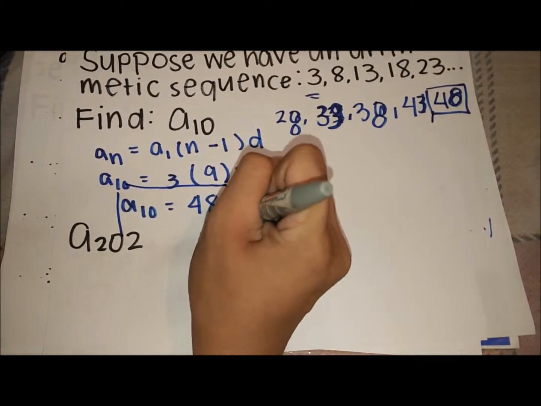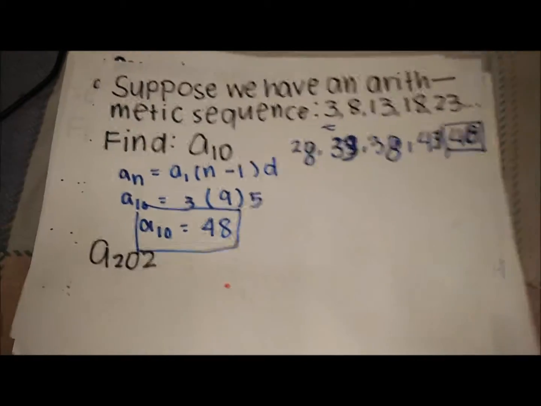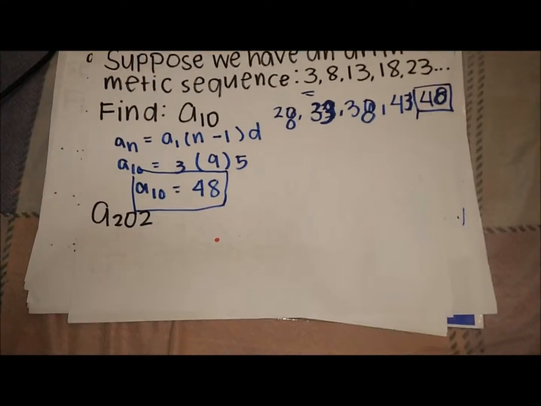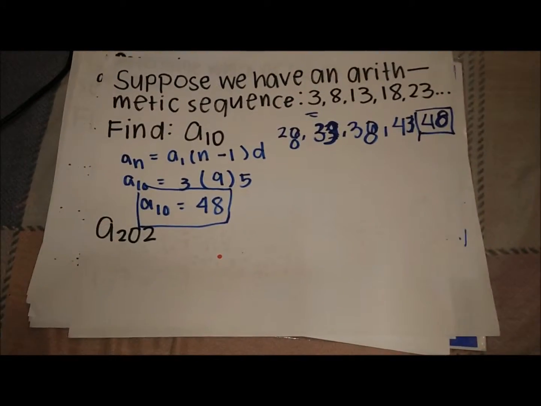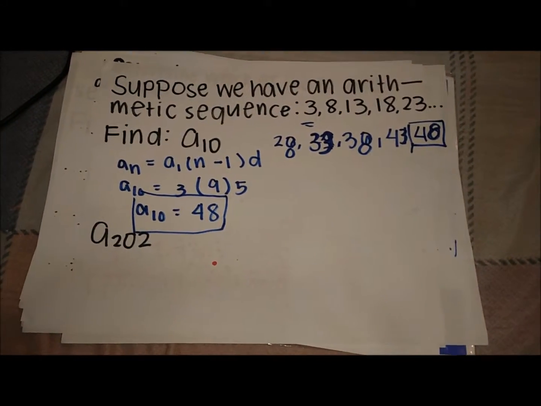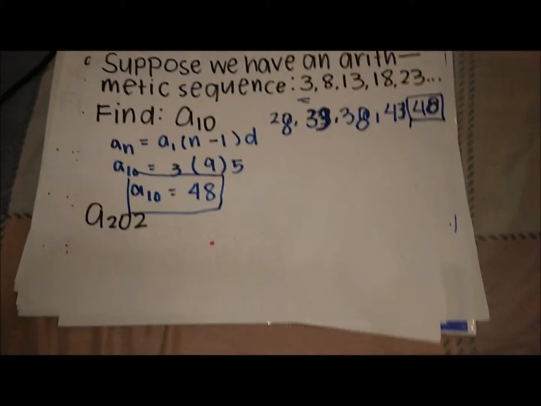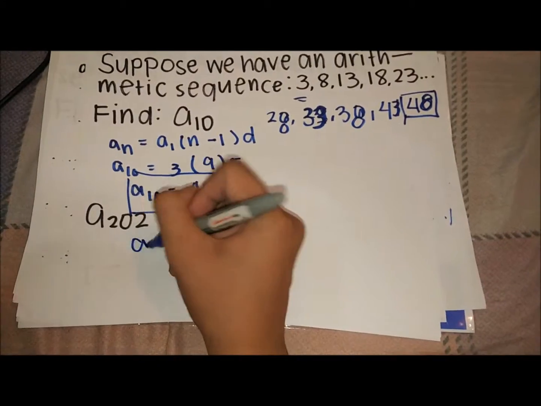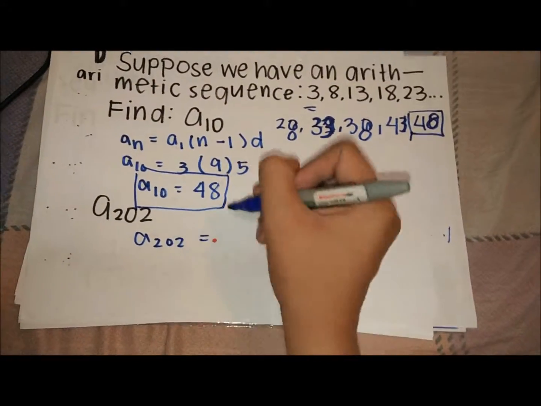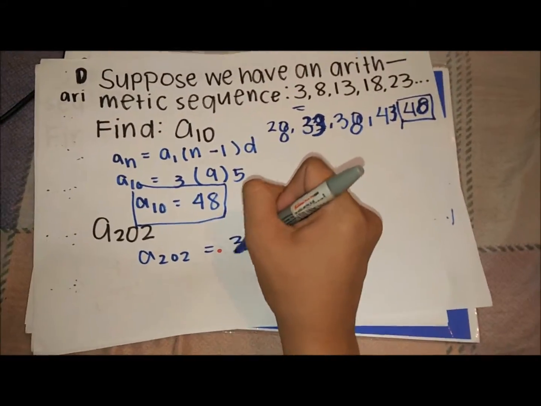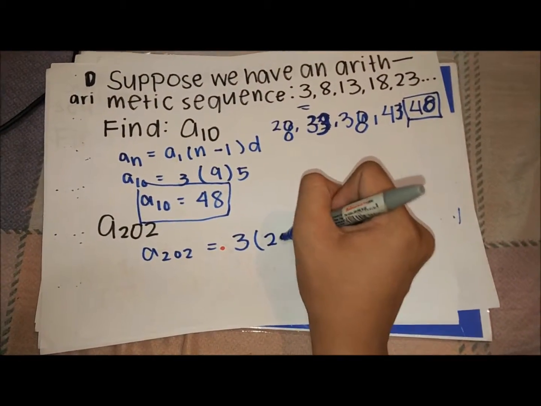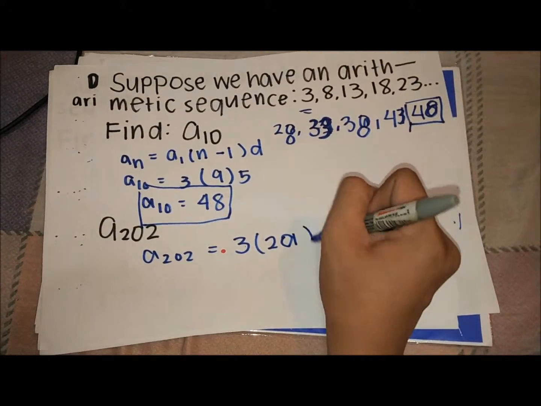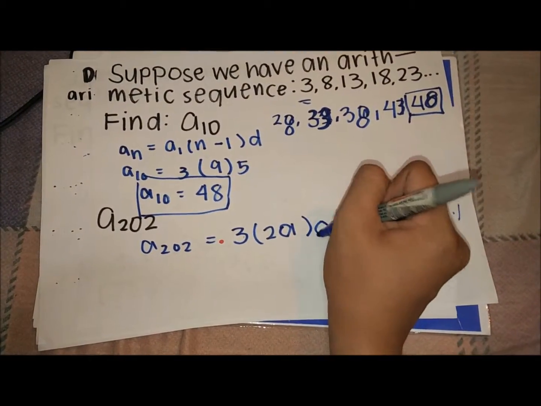is equal to 48. But in cases like the second one, which is a sub 202, if you're masipag enough, you can list it all down, but I'm suggesting that you remember this formula all the time. So yeah, a sub 202 is equal to a sub 1, which is 3, plus 202 minus 1, which is 201, times d, which is 5.